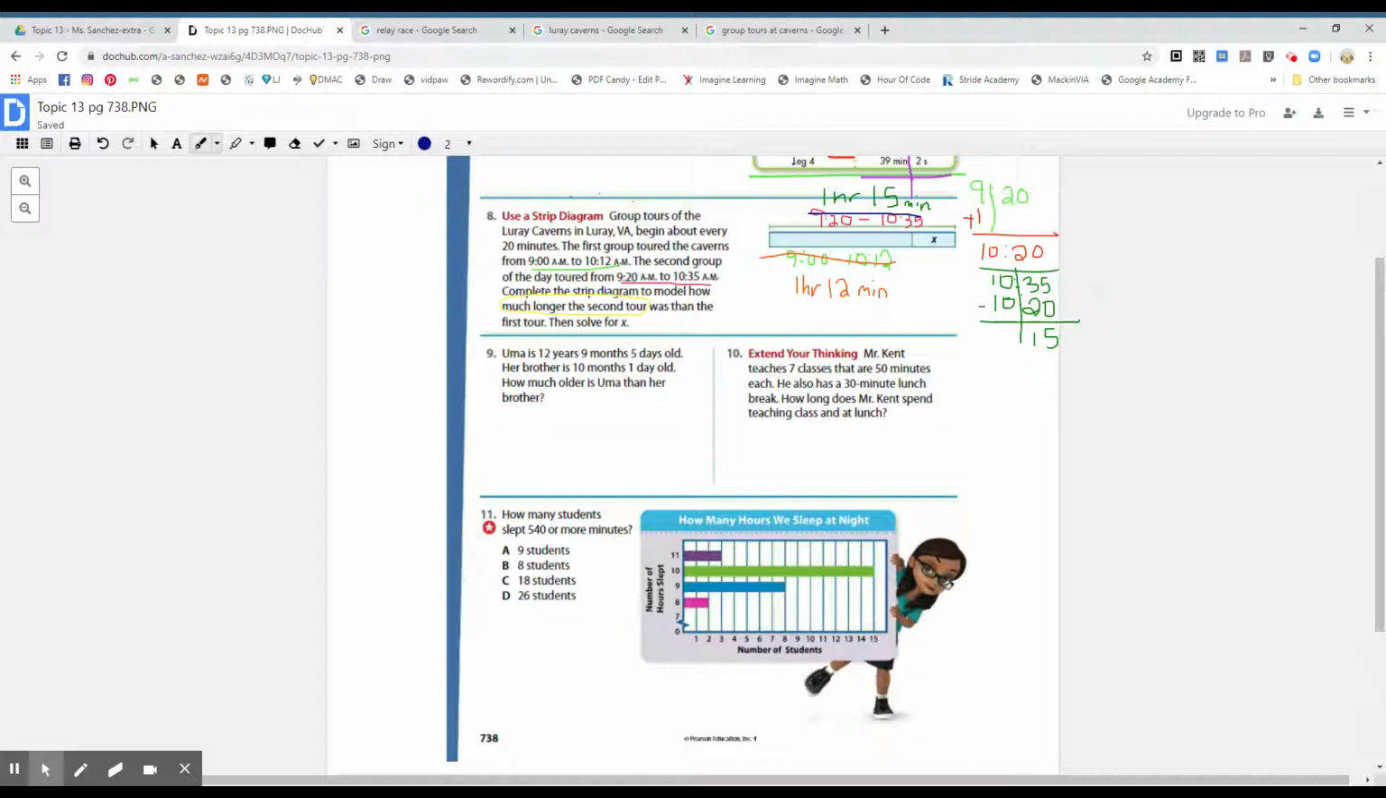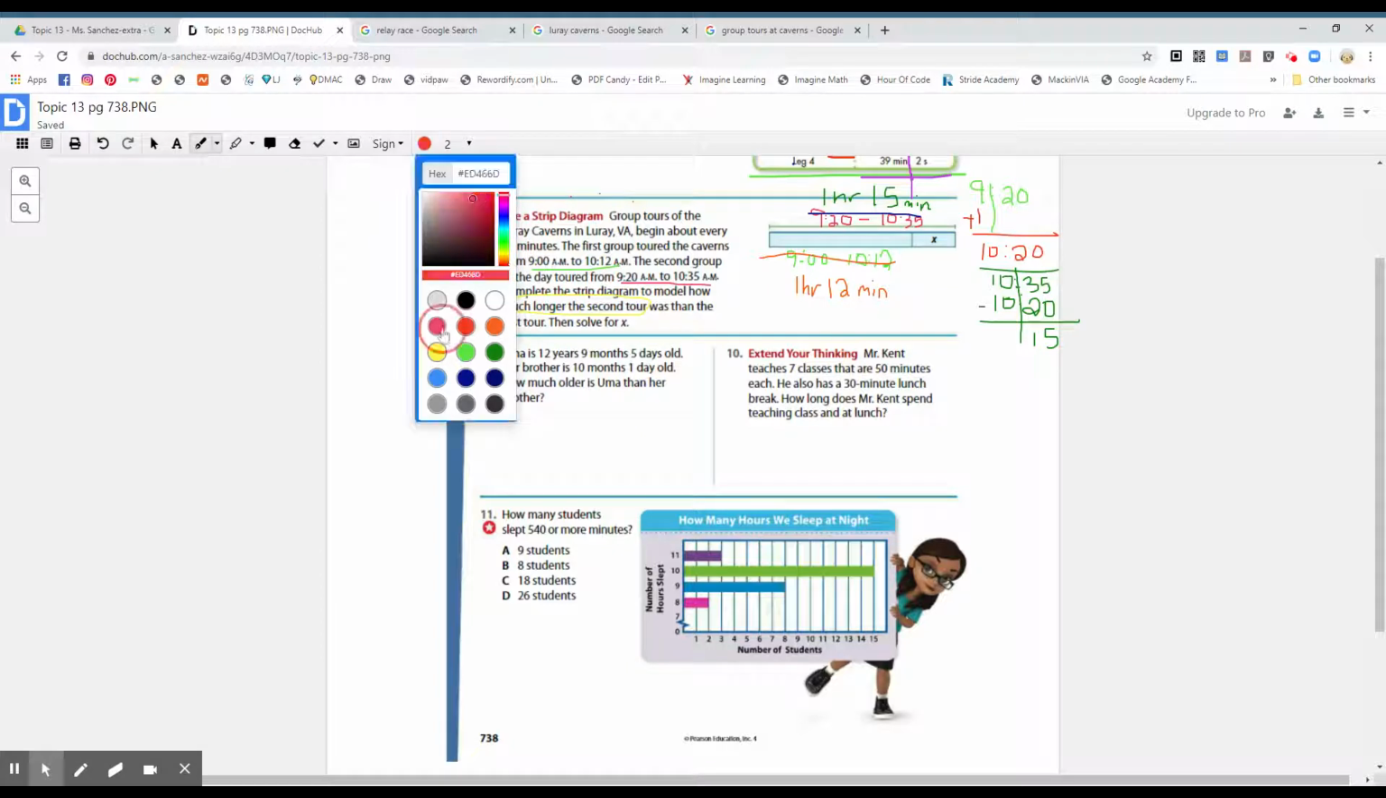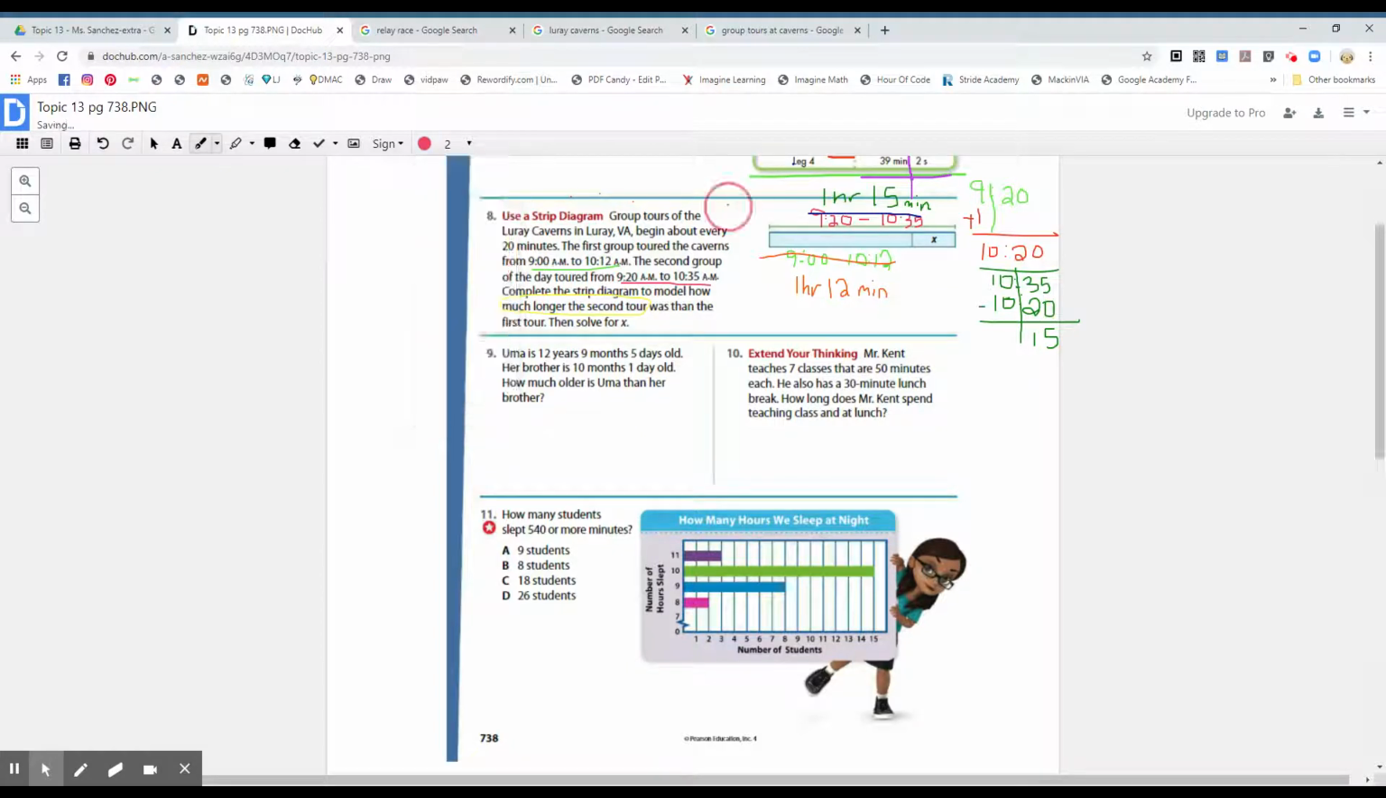The second tour was 1 hour 15 minutes. The first one was 1 hour 12 minutes. So boys and girls, what's the difference? How much longer was the second tour? What do you need to do if that's your whole and this is a part, we're missing a part? What do you have to do with these numbers, boys and girls? If you said subtract, good job. So go ahead and subtract and just find me the difference. How much longer was the second tour, guys?